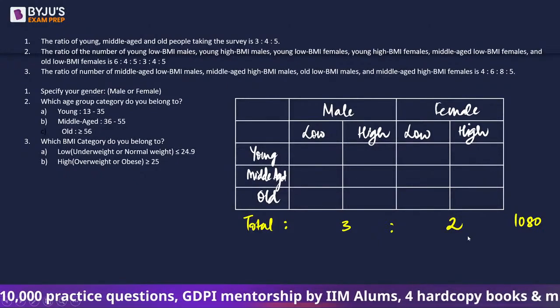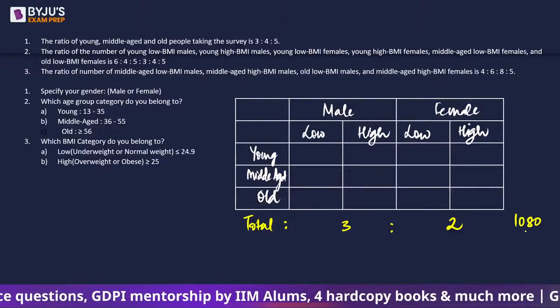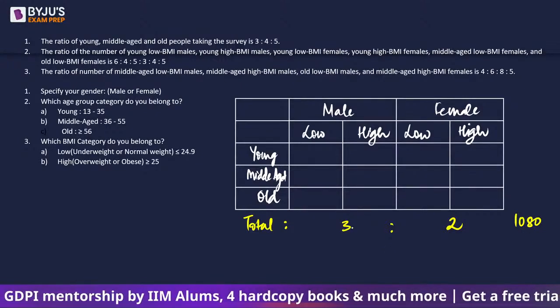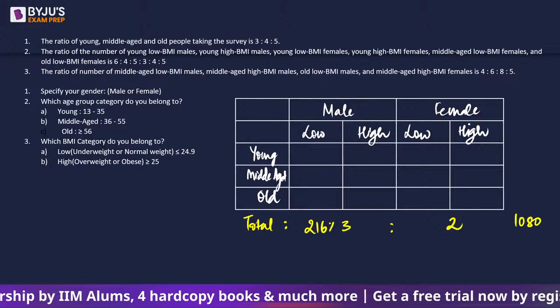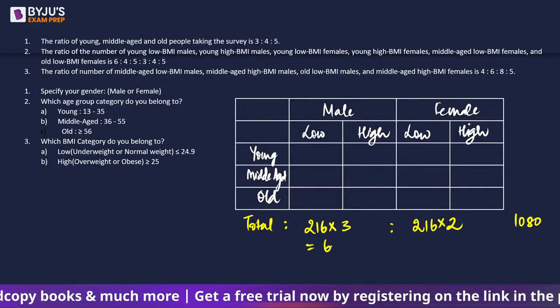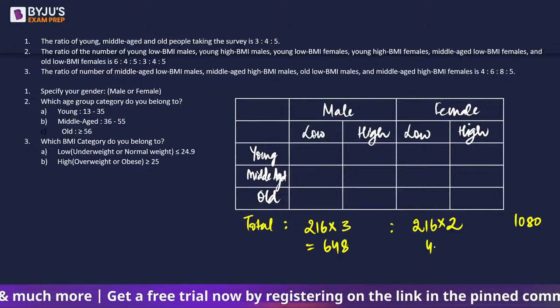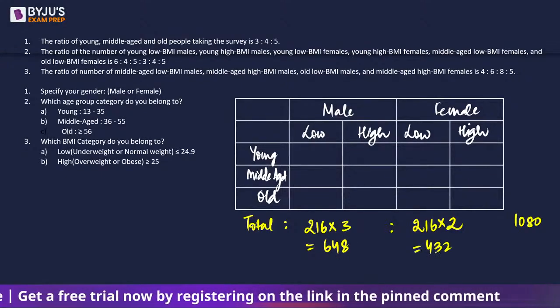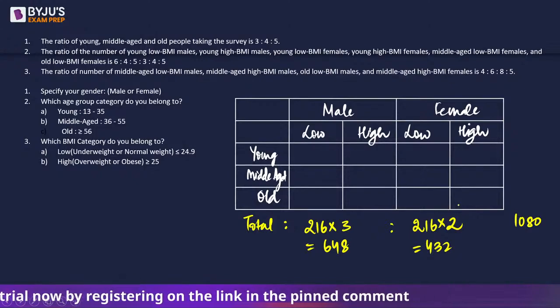So this will become, if we divide it into 5 parts, 216 will come. So this will become 216 into 3, and this will become 216 into 2. So this is going to be 648 and this is going to be 432. So this is the total number of males.